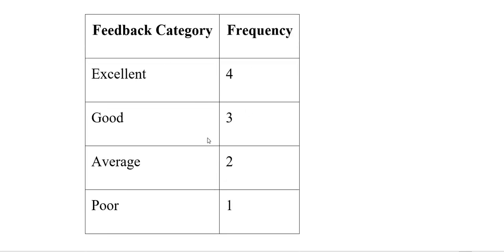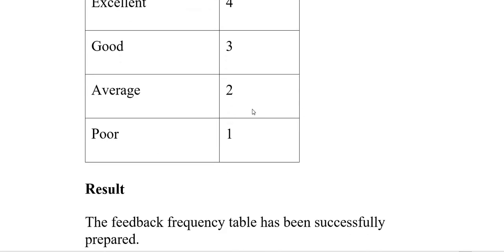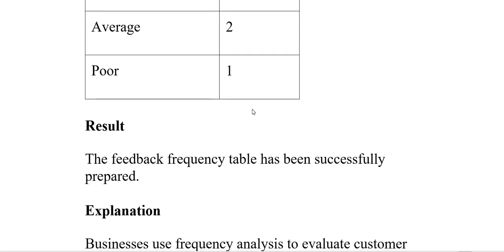Excellent repeated 4 times, good 3 times, average 2 times, and poor 1 time. Frequency table. The table has been successfully prepared, right?